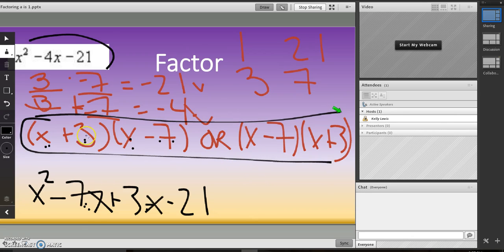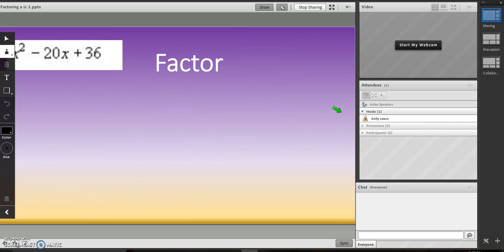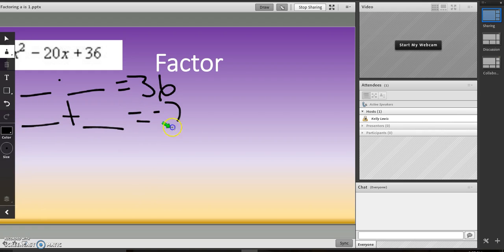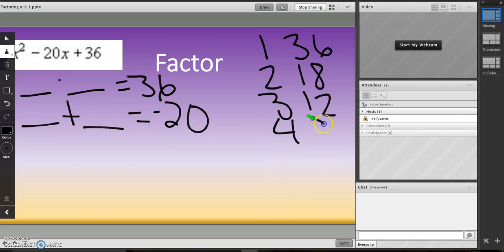I know you were probably nervous in that last video, but you can do this. Do it again. All right, something multiplies to give us the last number, adds to give us the middle number. So our choices for 36 are 1 and 36, 2 and 18, 3 and 12, 4 and 9, 6 and 6. All right, we need 20.